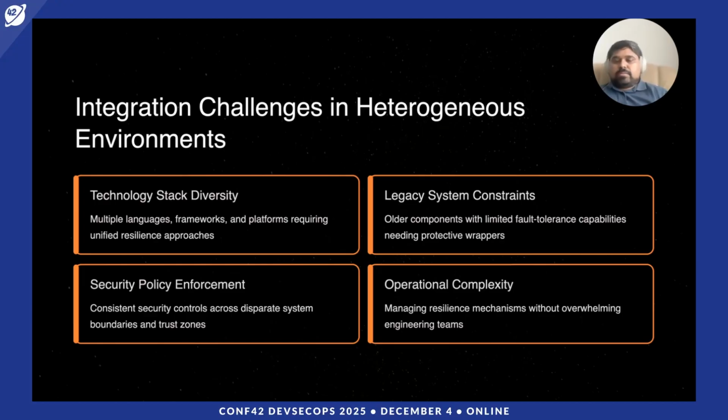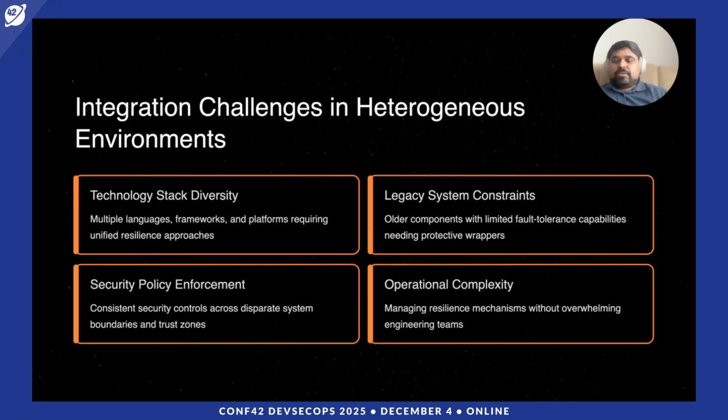The next challenge is legacy system constraints. Legacy components have limited modernization capabilities. Wrap them with protective boundaries. For example, you have a 20-year-old mainframe with no maintenance developers. Don't add circuit breaker logic. Don't add instrumentation. You can't do that. The solution is to wrap it with a modern resilience layer, like an API gateway, a proxy, etc.